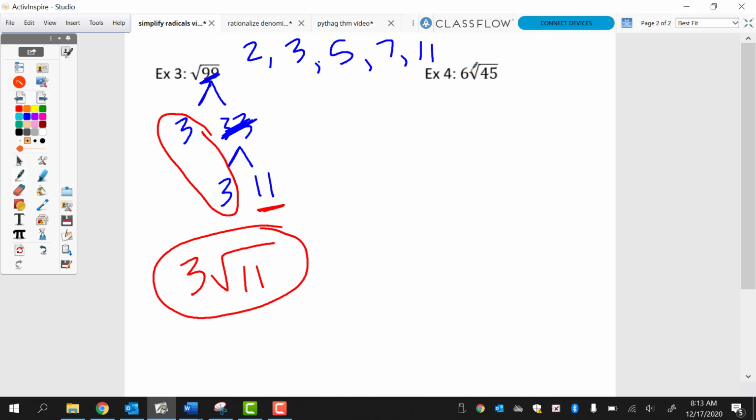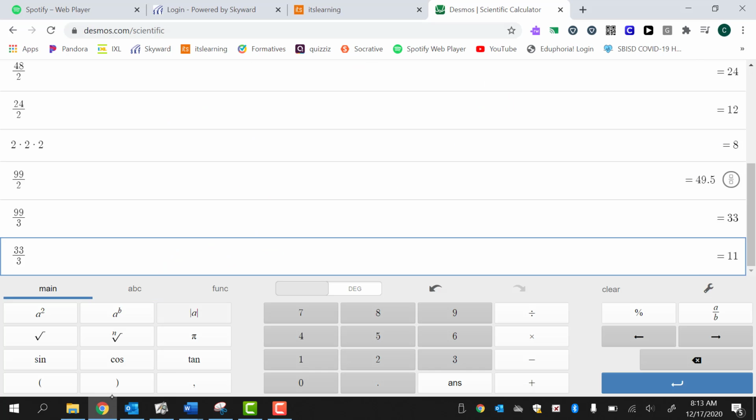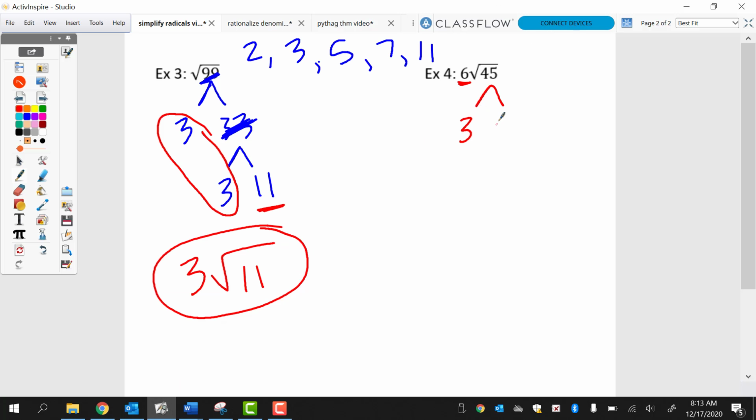And this last one over here, there's already a number on the outside. So you're not going to worry about this number until you get to the end. So we're still going to start by dividing 45. So we're doing 45 divided by 2. Oh, that's a decimal. It doesn't work. So let's try divided by 3. Oh, that's 15. So we have 3 and 15. We cross out the 45.